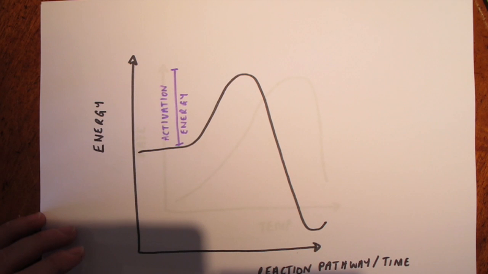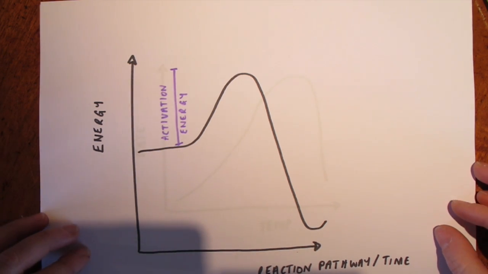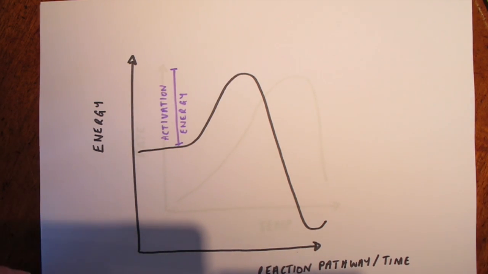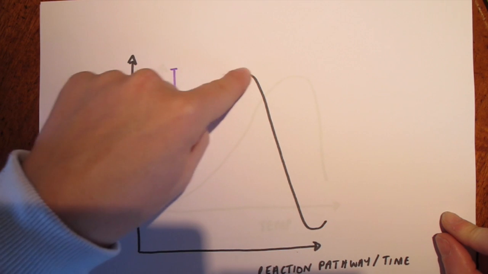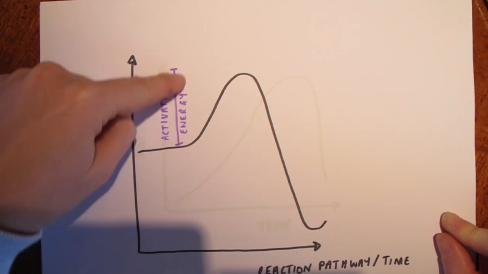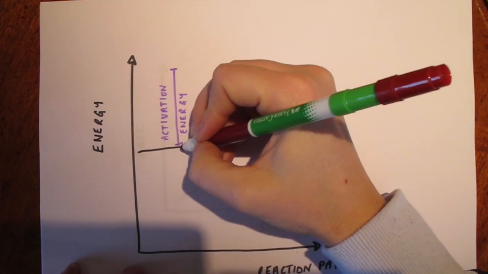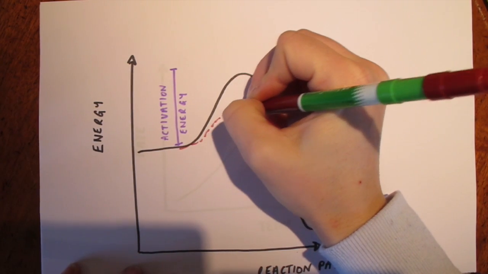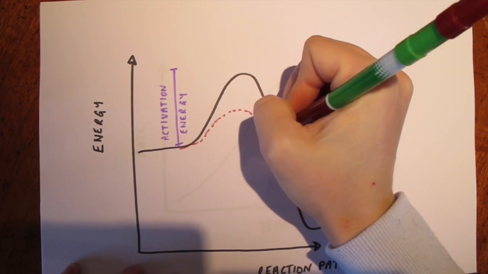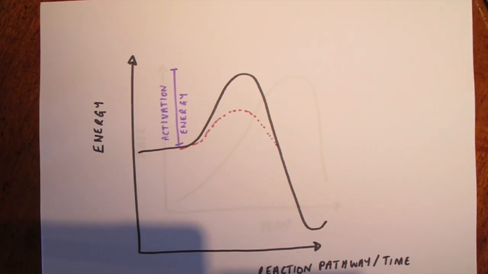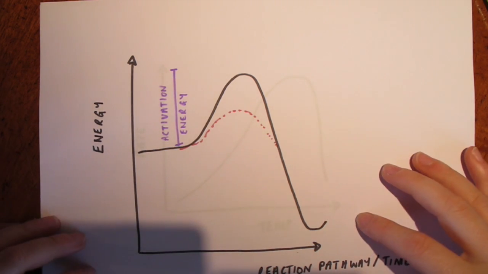Firstly, enzymes operate by lowering the activation energy required to start a reaction. So in this non-catalyzed reaction, this is the amount of activation energy required. In an enzyme-controlled reaction, the activation energy is going to be lowered because the enzyme provides a lower energy pathway for the reaction to occur over. Consequently, the reaction happens more quickly.